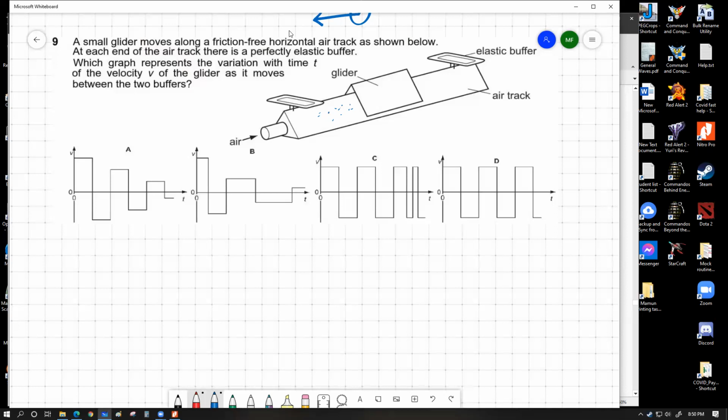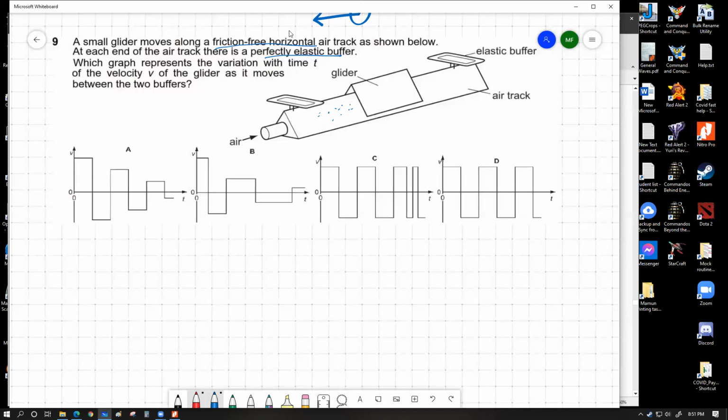So for our question, we're considering the track to be frictionless, and we're also considering the elastic buffers to be perfectly elastic, which means whenever collisions happen, all kinetic energy is conserved. And whenever the glider travels over the track, there will be no loss of kinetic energy whatsoever. That's the standardized scenario we are considering, and that's what is mentioned here. It's moving along a friction-free horizontal track, and on the two sides we have perfectly elastic buffers. Which graph represents the variation with time t of the velocity v of the glider as it moves between the two buffers? Which one does it show?